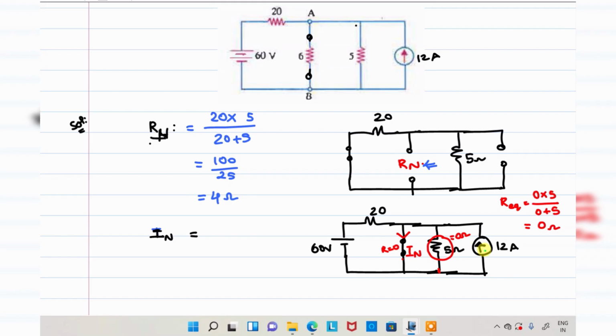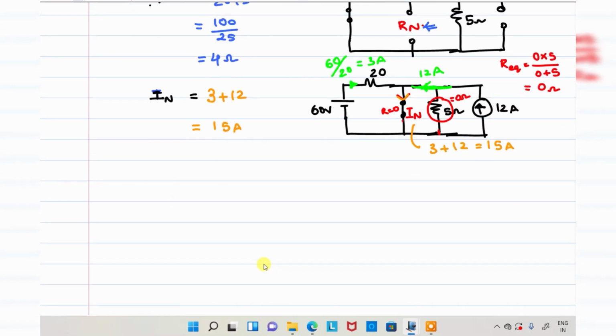Now, 12 amperes is flowing through this portion, there is no other path. Next, coming to this particular portion, the current is calculated as V by R, which is equivalent to 3 amperes. Both these currents flow here, so the current will be 3 plus 12, equal to 15 amperes. So I got Norton's current also.